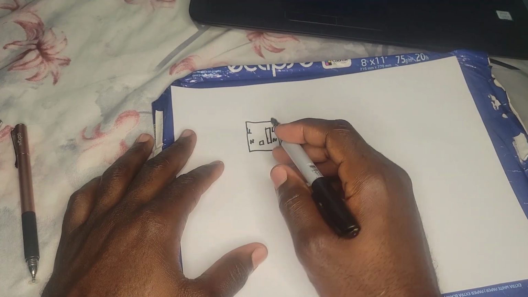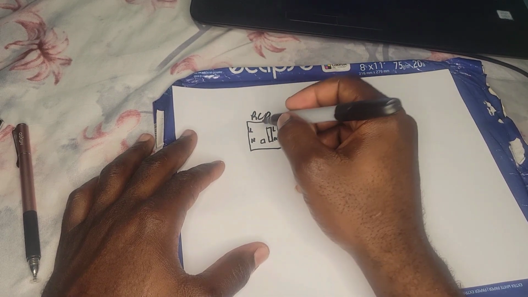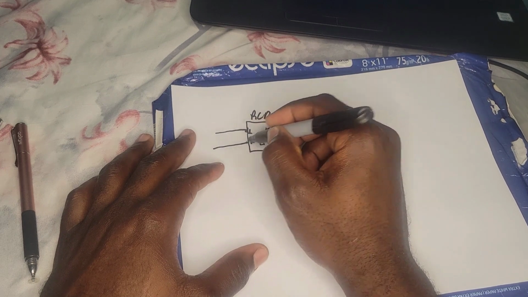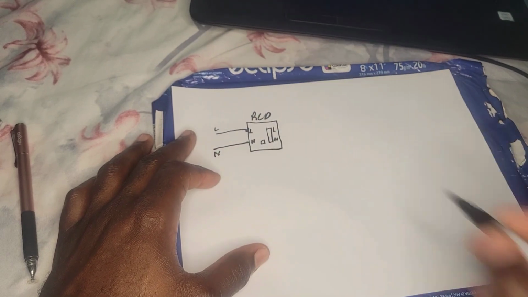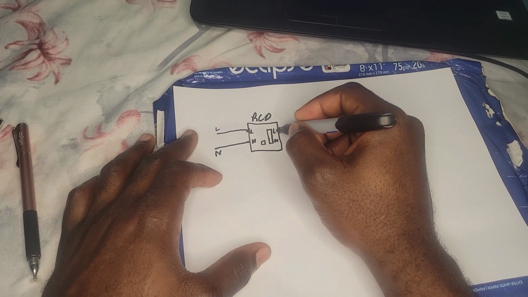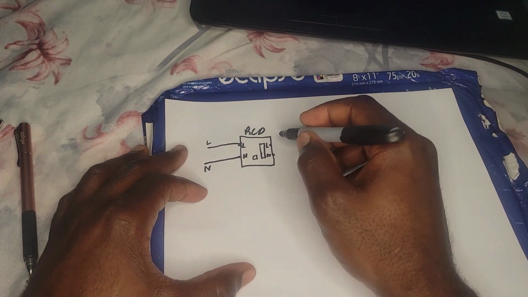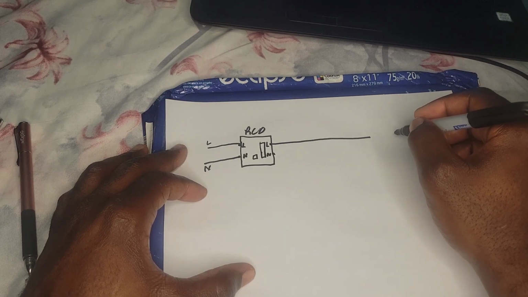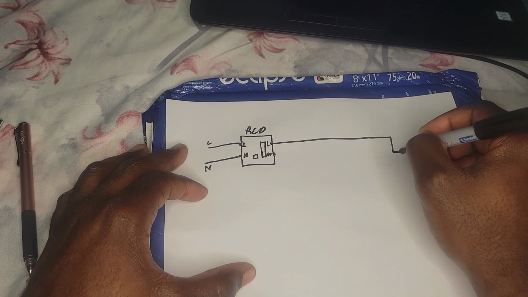So this is our RCD, or Residual Current Device. This is our source coming to the RCD. So this is our live and this is our neutral, right? We also have the live and the neutral on this end, right? And this will supply a load. Let's say this load is a light bulb.